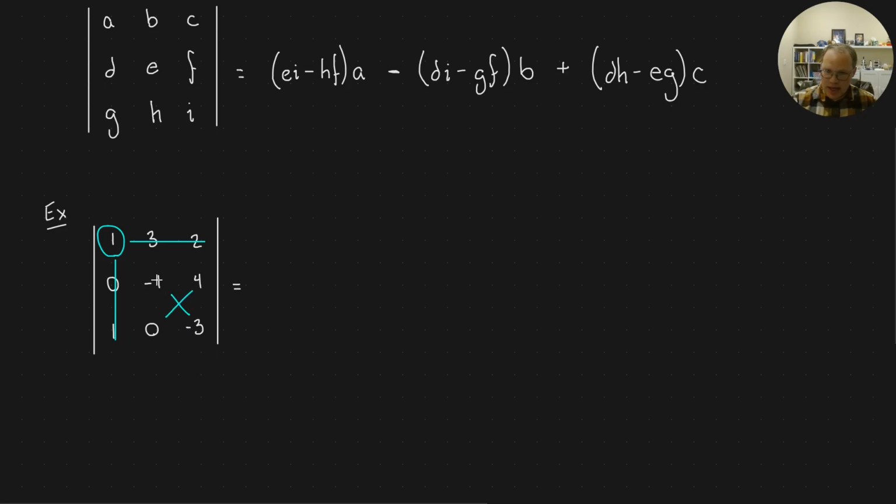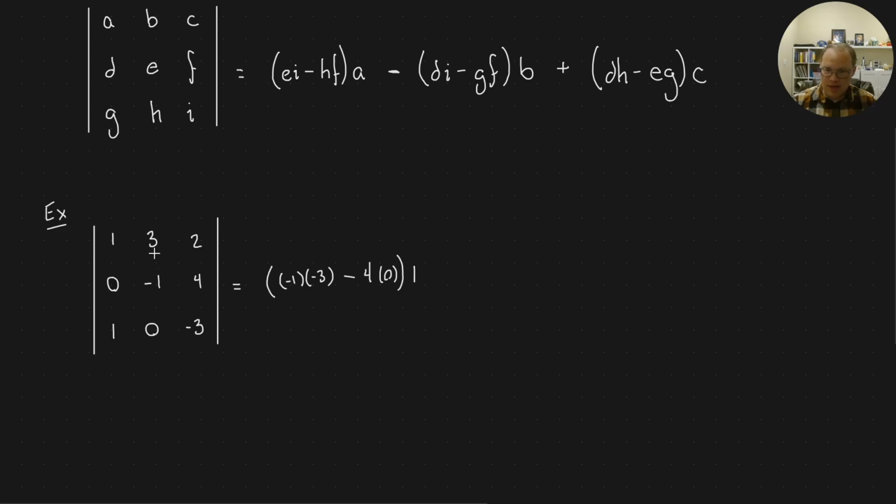Okay? So I get 3 minus 0. And maybe I'll write it out all the way just because it's our first time. -1 times -3 minus 4 times 0. And then multiply by that element that we expanded using. Okay? So multiply by that 1.